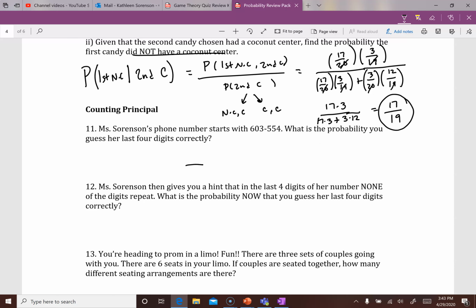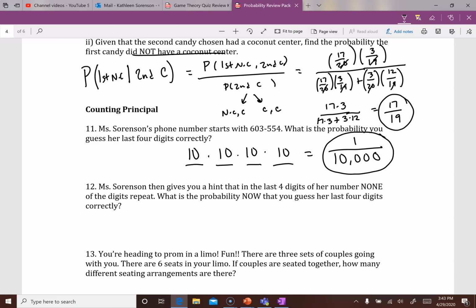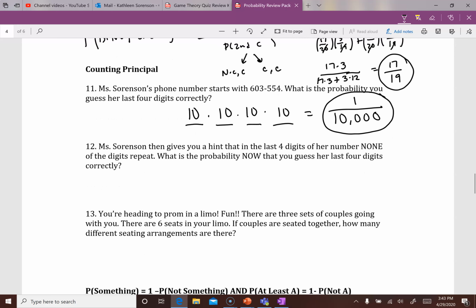So you can think of this as a counting principle if you want. Remember, there's 4 digits left in my number. So if you guess this one correct, you have 10 options, and you have 10 options on this one, 10 options on this, and 10 options on that. So that gives you obviously 10,000. And how many of those are correct? Well, 1 out of 10,000 would be the probability of guessing my number correct because I only have one of those numbers.